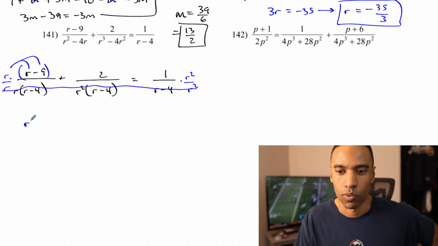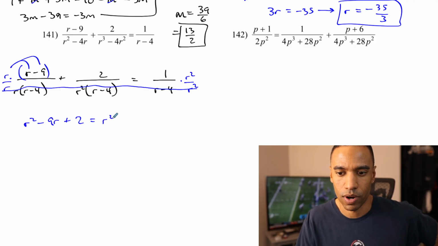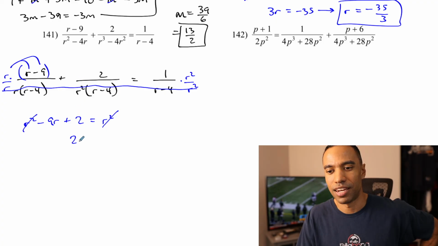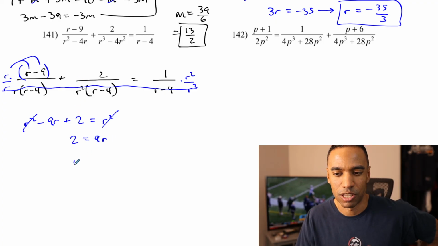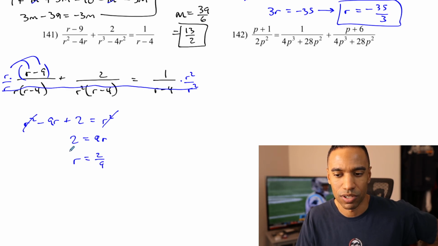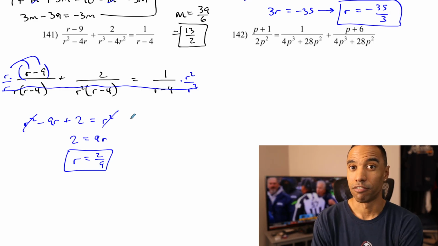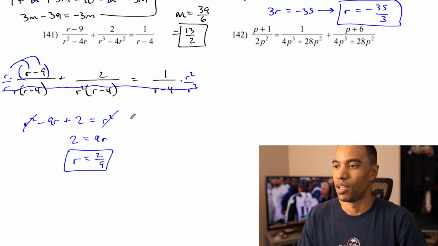Let's remember those. We're going to have r squared minus 9r plus 2 equals r squared. The r squareds cancel again. That's no fun. I'm looking for quadratics. Add 9r to both sides and divide both sides by 9. r equals 2/9, like that. Not a restriction issue. Once again, fine solution.